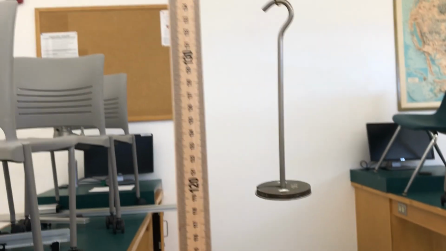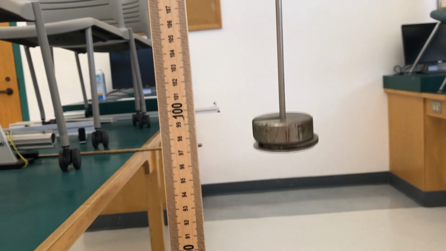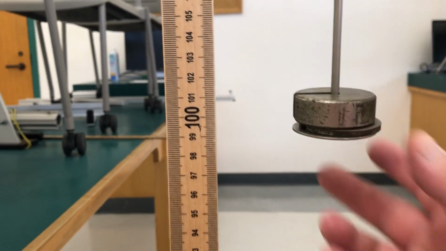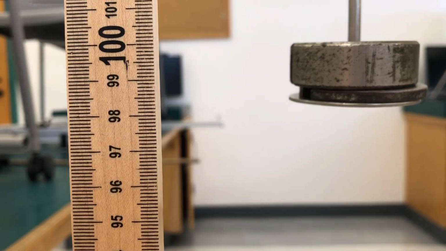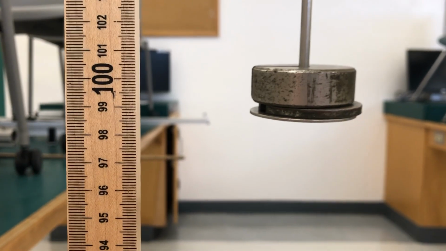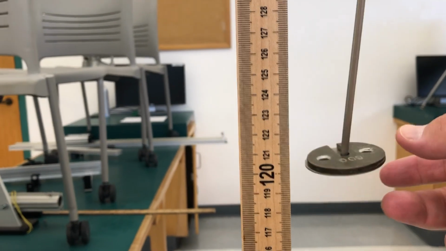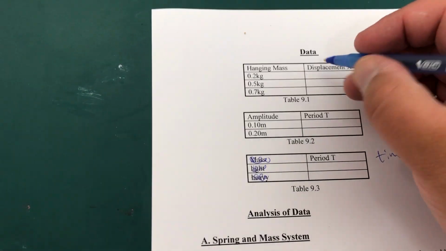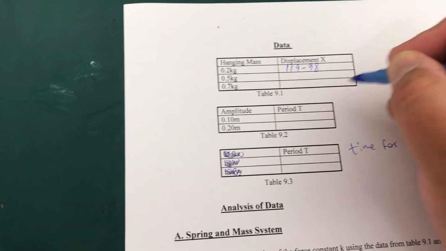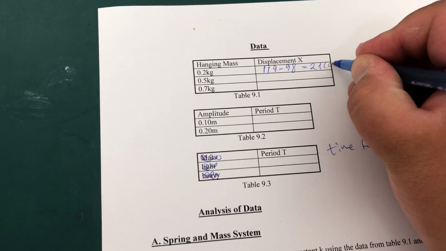Now we have to add 200 grams more. You can see how it stretches all the way to 98. So 98 taken away from 119, we have a displacement of 21 centimeters.